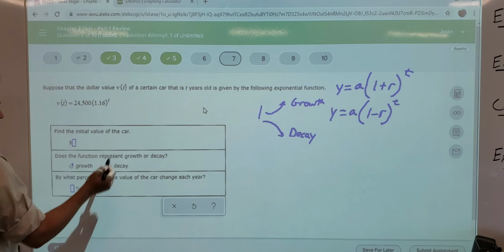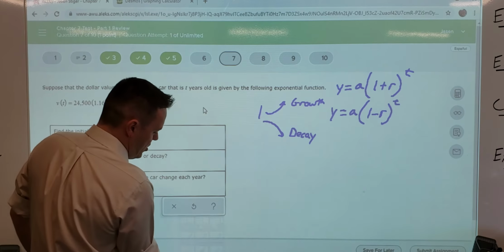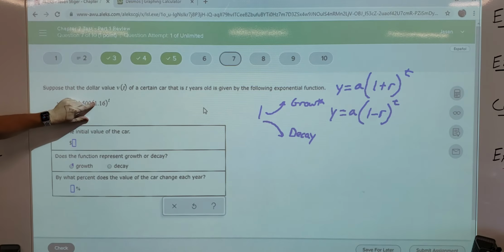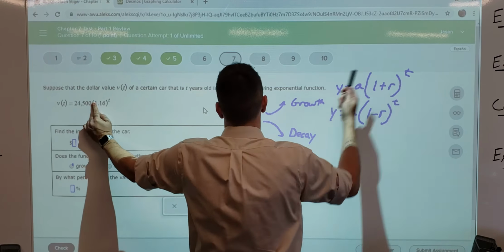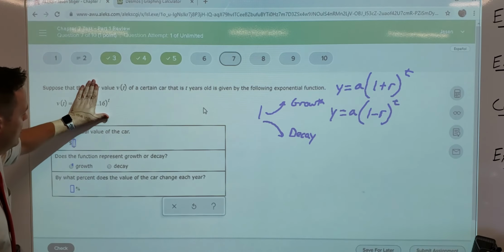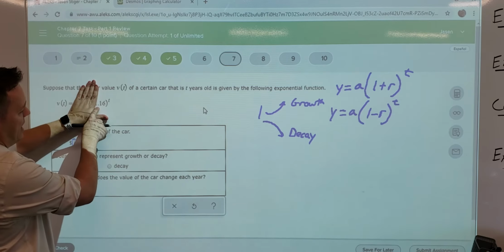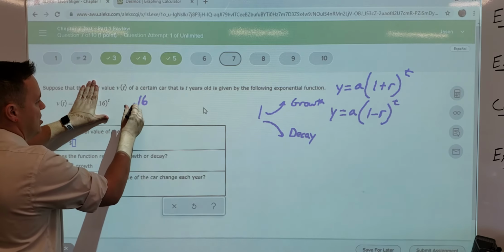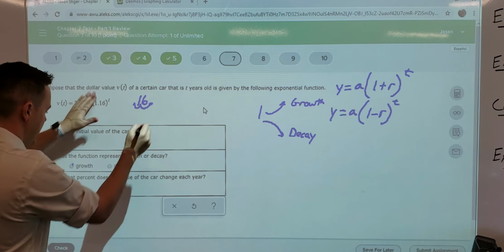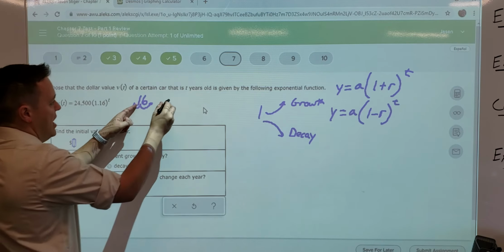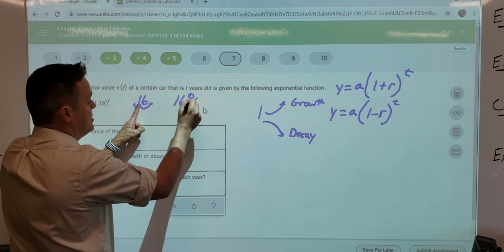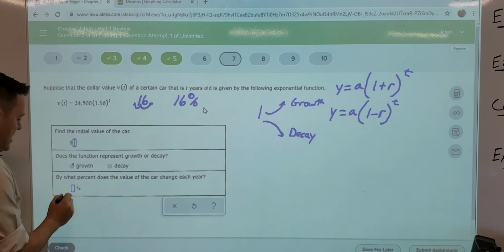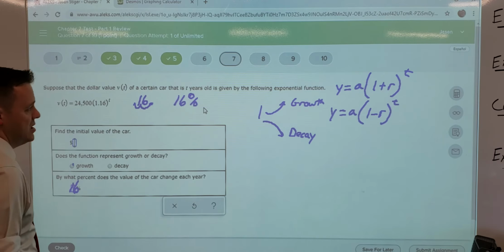So this is growth. Now, what percent is the value? It's easy with growth because all you have to do is remember it's 1 plus the rate. So if you get rid of the 1 here, blocking it with my hand, you have 0.16. You change this into a decimal because it's asking for a percentage, so you take it from a decimal to a percentage, 16. So down here, the percentage would be 16%.